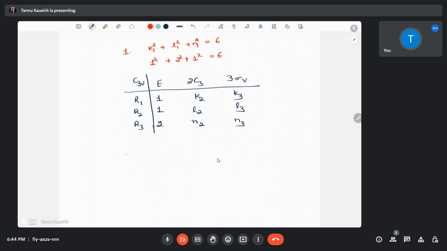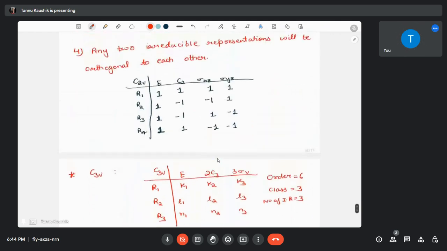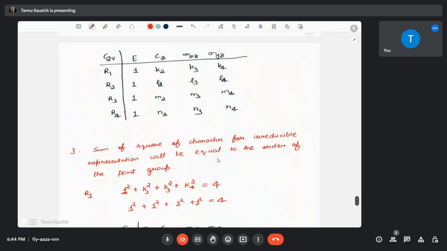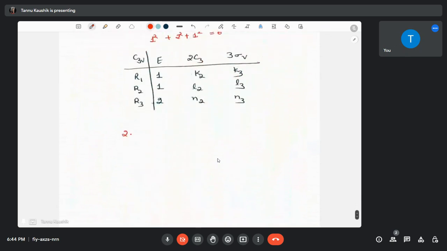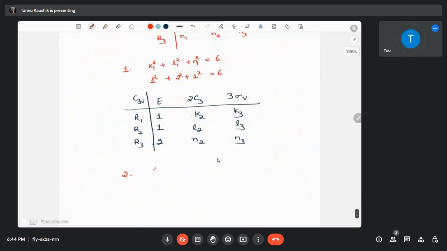Now, following the next postulate, that the sum of square of characters of any irreducible representation must be equal to the order of the group, this is the third postulate. So according to it, 1 square plus K2 square plus K3 square must be equal to 6. So now what can be the values we can put here? Again, the possible values are like this.